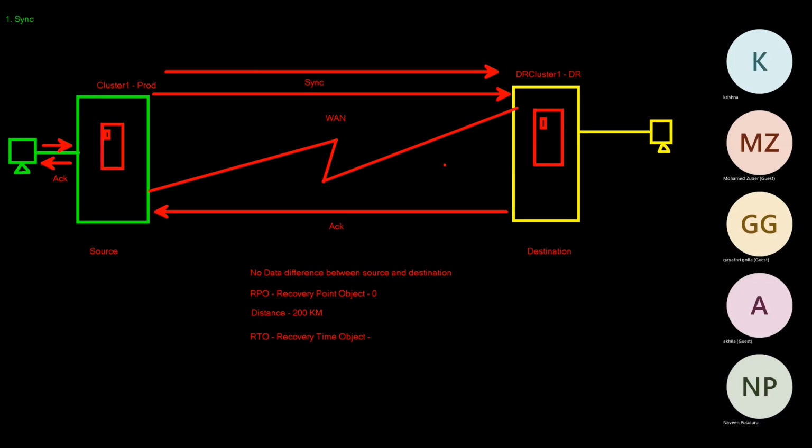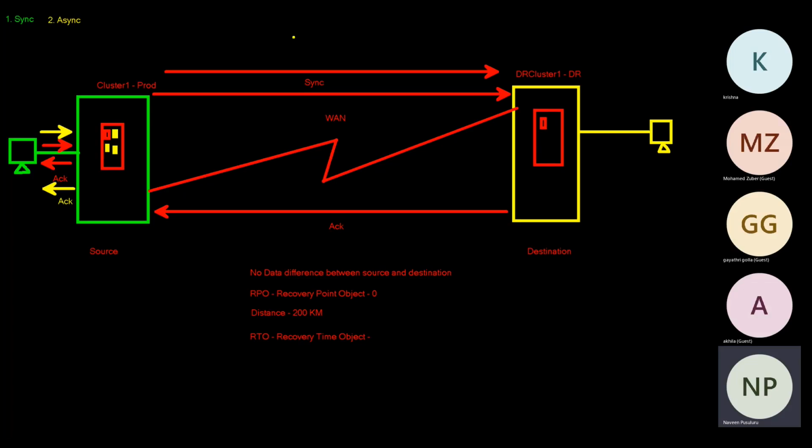Now let's talk about asynchronous. In asynchronous replication, first my client copies data to the source storage. Then the data is copied to the source storage and an acknowledgement is immediately sent to the server or end user. But the data will not be copied to the destination immediately.